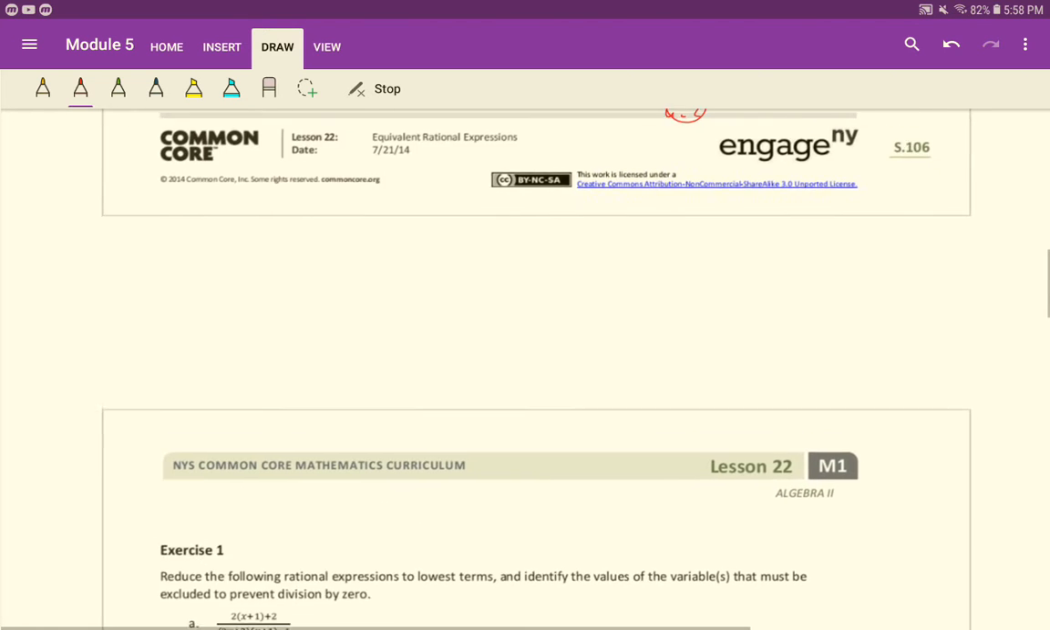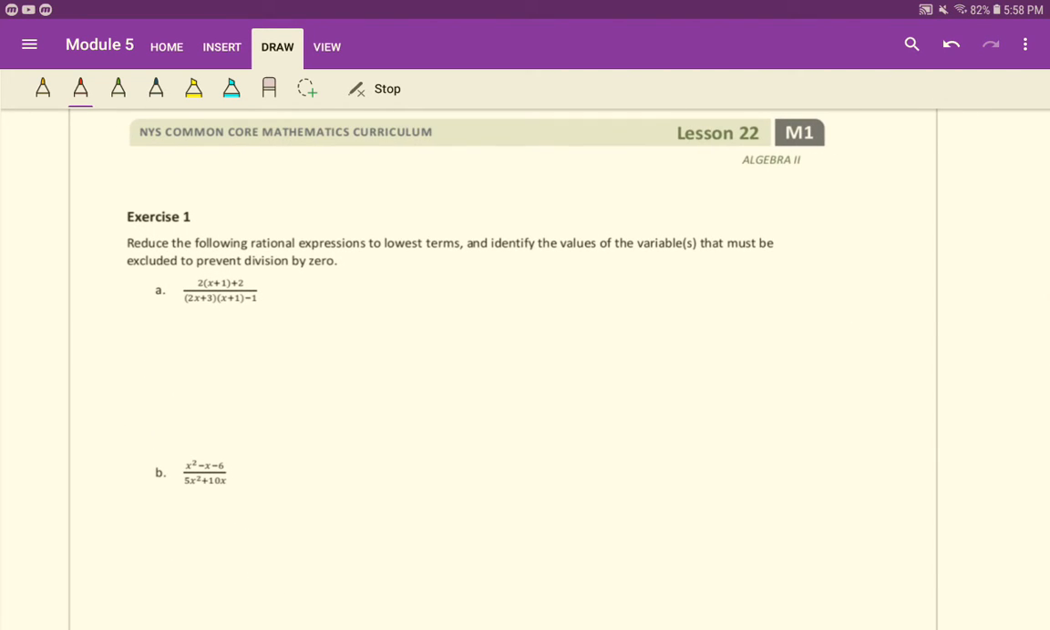So in exercise 1, we are asked to reduce the following rational expressions to lowest terms. So simplify, right? Identify the values of the variables that must be excluded to prevent division by 0. So again, what will make it undefined? Okay, so let's take a look at this right here.